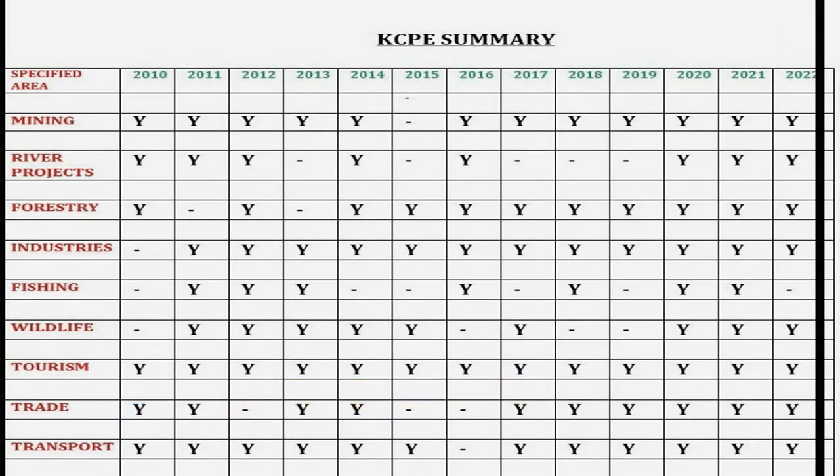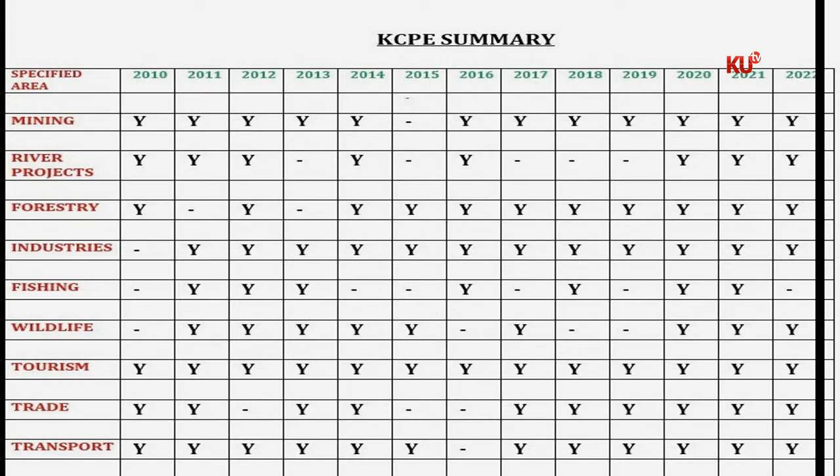Then look at trade. Trade came 2 years, consecutive 2 years. Then it missed 2012. Then 2013, 2014 it came. Then again 2 years, 2016, 2017, that question missed. Then look at from 2017 to 2022, a question on trade has been coming. So what does that tell you as a teacher and as a candidate?